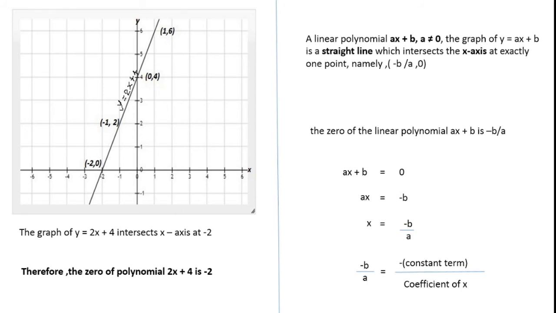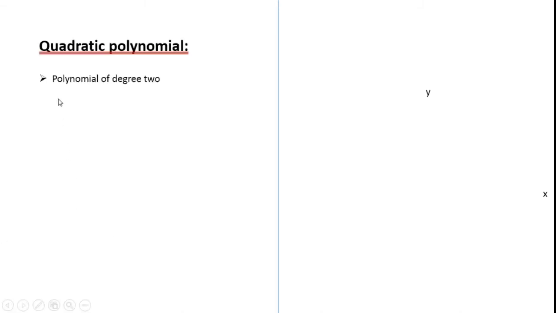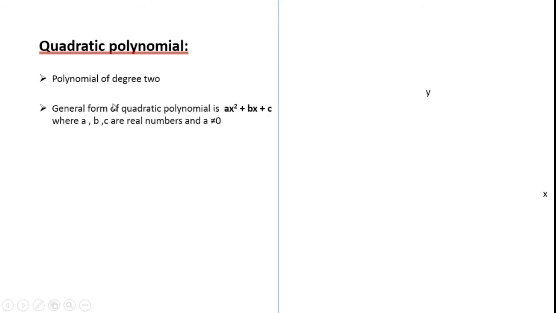Now let us look for the geometric meaning of zeros of a quadratic polynomial. A quadratic polynomial is a polynomial of degree 2. The general form of a quadratic polynomial is ax square plus bx plus c, where a, b, c are real numbers and a not equal to 0. Let us check with an example.